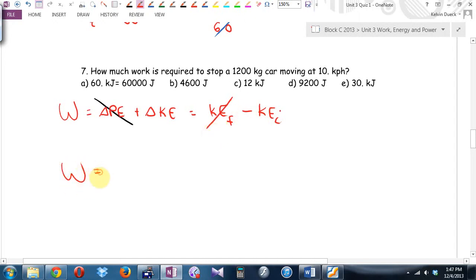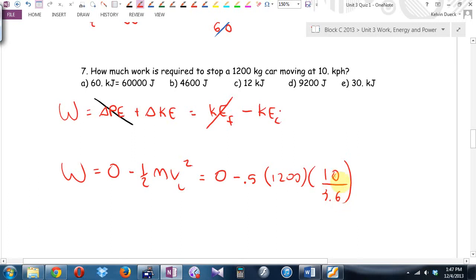Work is going to be... Now, I'm already sensing I'm going to get a negative answer. Although it looks like they just wanted the magnitude, because I don't see any negative answers kicking around. So I'm just going to get the magnitude. It's going to be 0 minus a half mv initial squared. It's going to be 0 minus 0.5 times 1,200 times 10 divided by 3.6.